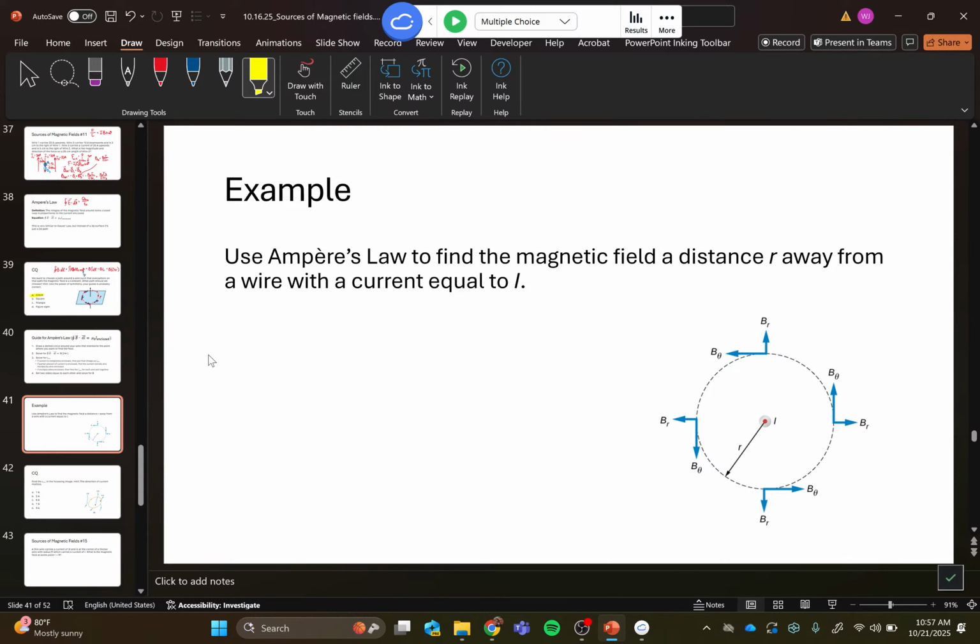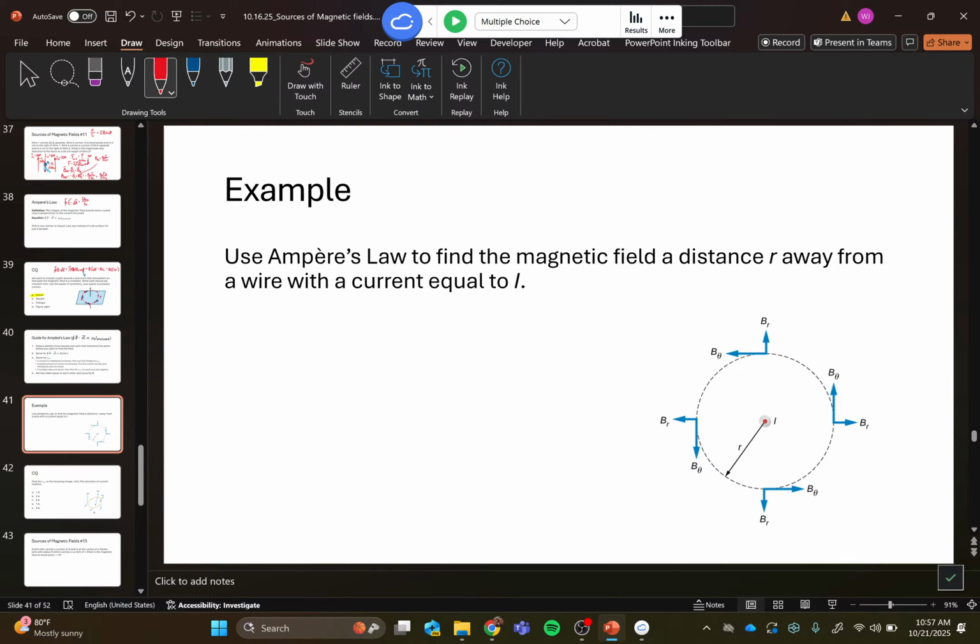Does Ampere's law work for both finite and infinite wires? You do need an infinite wire. That's a good question. The wire has to be infinite for you to use Ampere's law, just like we had a similar problem with Gauss's law. Yep, due to symmetry requirements.